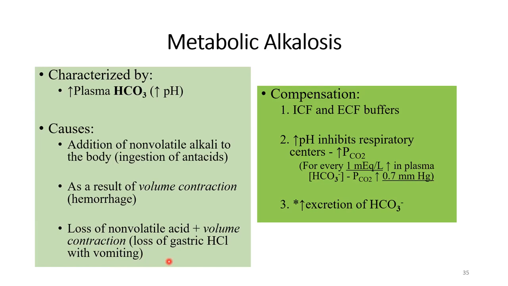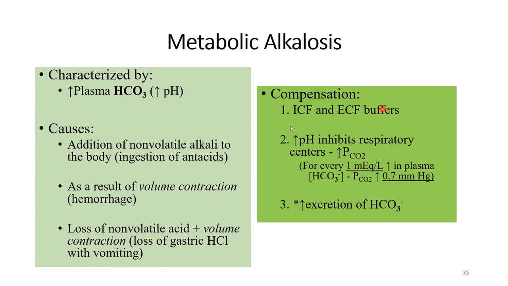Then an even more interesting cause of metabolic alkalosis is volume contraction together with loss of non-volatile acid, basically fixed acid, which is the case in vomiting. In vomiting, you lose gastric HCl and you also lose fluid, in excessive vomiting. You lose gastric HCl, which is the fixed acid. And of course, there is volume contraction because you have lost a lot of fluid as well. This is so special that we have actually dedicated the next whole slide to it. It's very interesting. Let's deal with it in the next slide, inshallah.